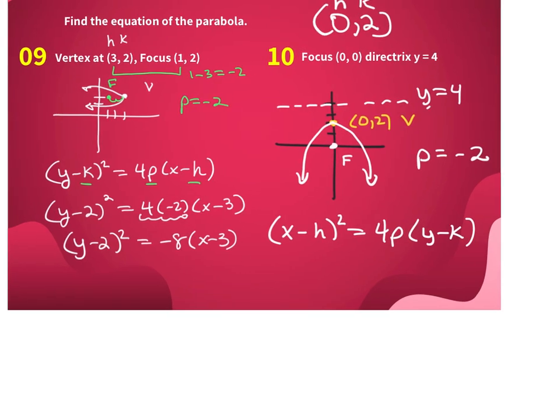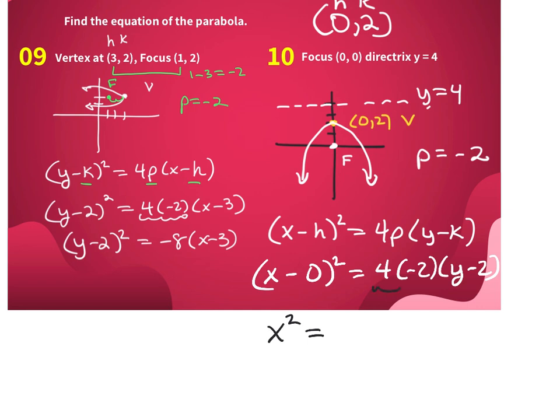So let's replace the 3 letters. So we get x minus 0 squared equals 4 times -2 times y minus 2. I can simplify x minus 0, it just becomes x squared. I need to multiply the 4 and the -2, that gives me -8, and then I just leave the y minus 2. And I'm done.